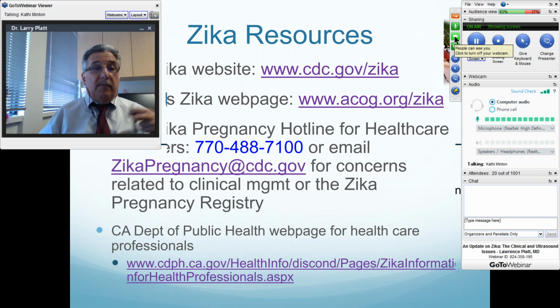And Dr. Platt, it looks like we have a couple. Are you able to see them in the question box? I am seeing them. One question here is, are there any distinctive abnormalities that occur in the CNS of the fetus infected with Zika compared to changes observed in cytomegalic virus?